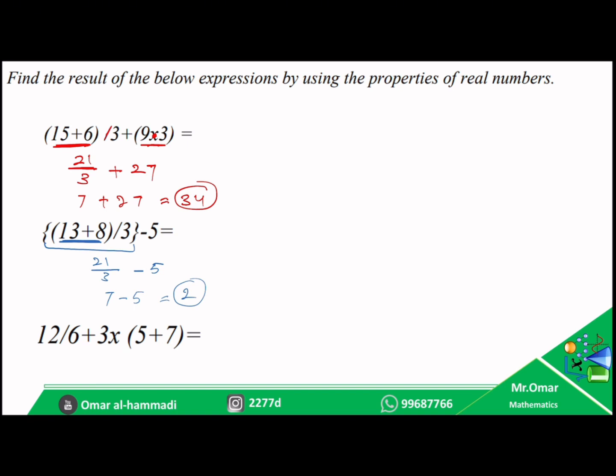The next one, 12 divided by 6, will give us 2. Plus, we have to multiply, so we have to use the properties. 3x multiplied by 5 is 15x. Again, 3x multiplied by 7, 3 multiplied by 7 will give us 21x. So now these are the same things, x and x. 15 plus 21 is 36. And it will be 2 plus 36x. So this is the result.